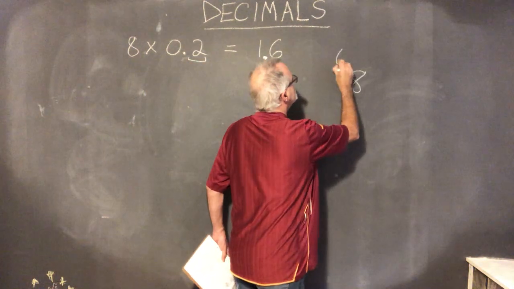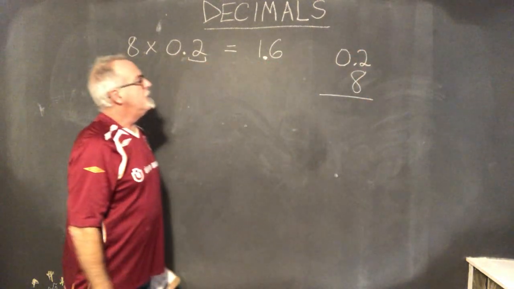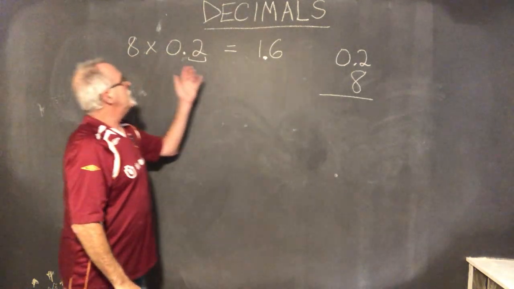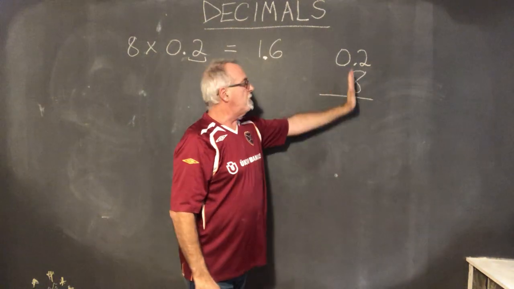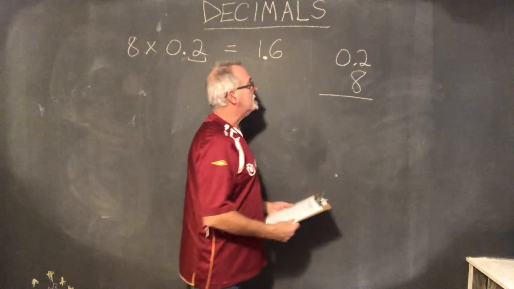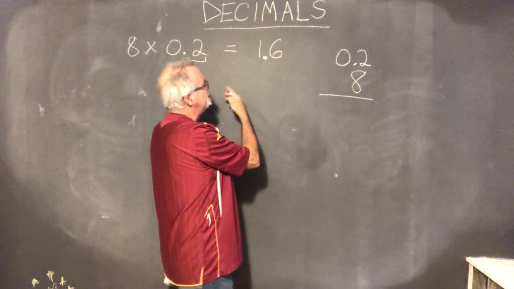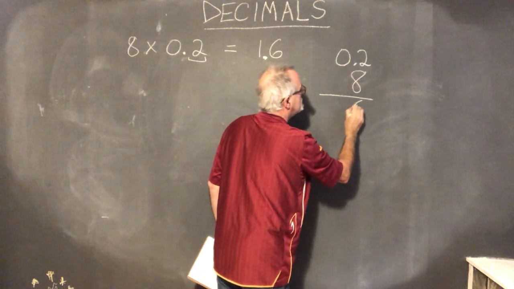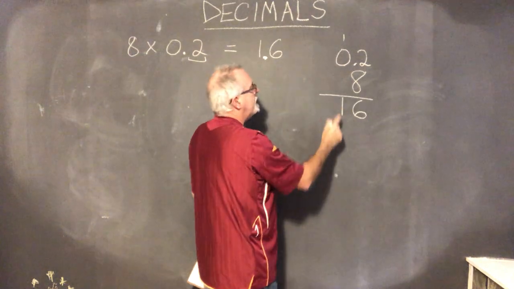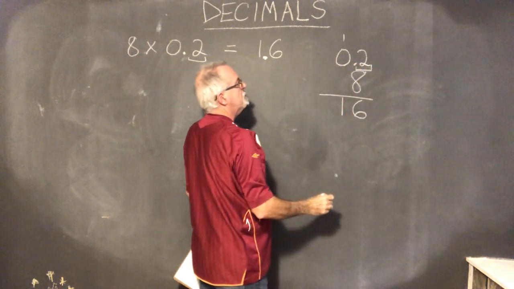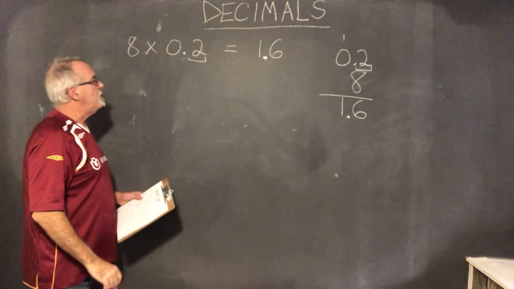8 times 0.2. Now, notice how I'm lining it up. I am not adding. So the 8 is the last digit in this number, and the 2 is the last digit in that number. So I put those last digits lined up one above the other. I don't worry about lining up the decimals, and I don't try to write a decimal here. But then it's going to seem kind of familiar. I do 8 times 2, and that gives me 16. So I write a 6, and I carry 1. But 8 times 0 is 0, plus the one I carried is 1. And then I count one digit to the right of the decimal in total. So I need one digit to the right of the decimal. Of course, I got the same answer. We knew that would happen.